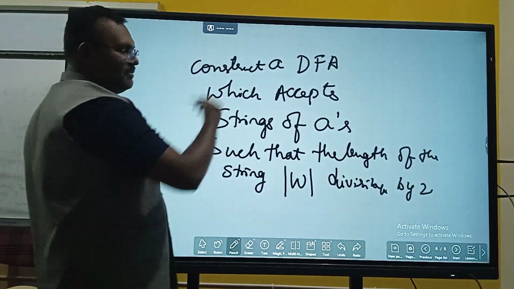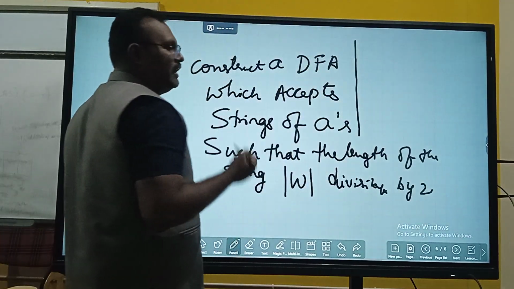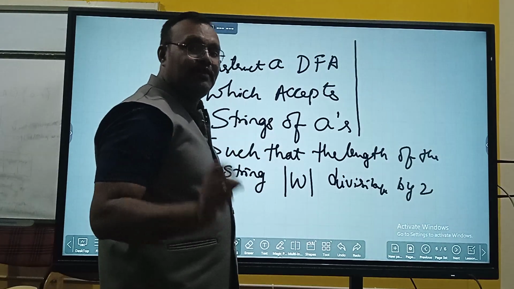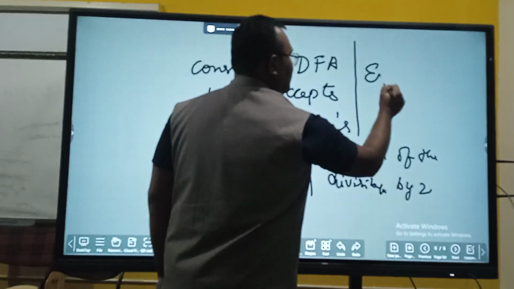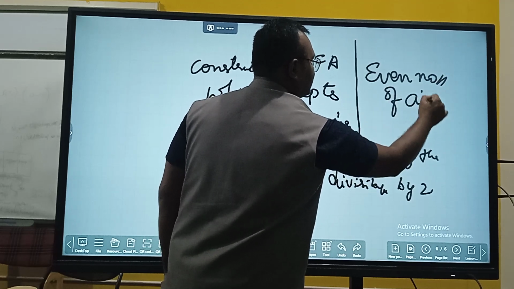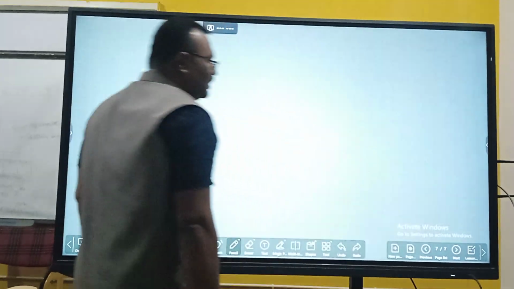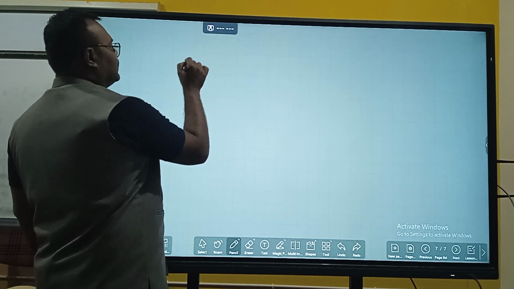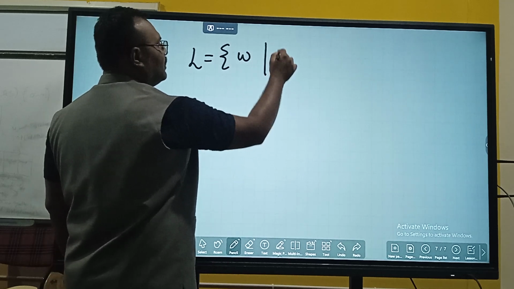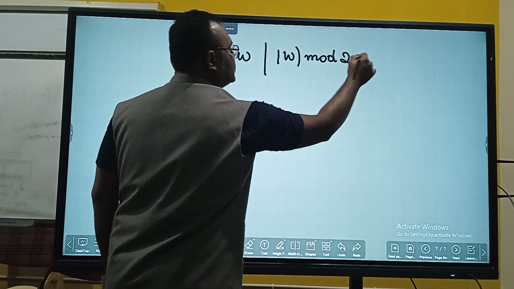The same question can be asked in another way as well. Construct a DFA for accepting the strings on A's which have an even number of A's in it. So these are the two ways of asking the same question, which can be written as: construct a DFA for the language L equal to W, where length of W mod 2 is equal to 0.